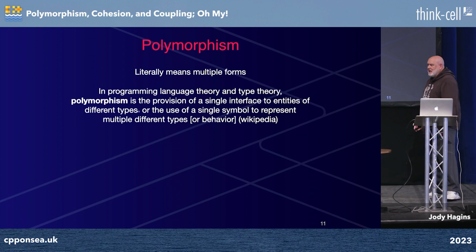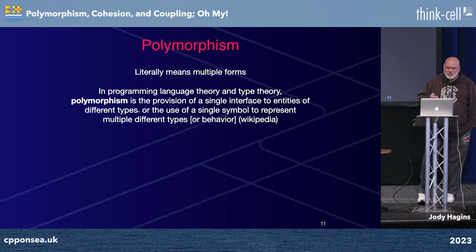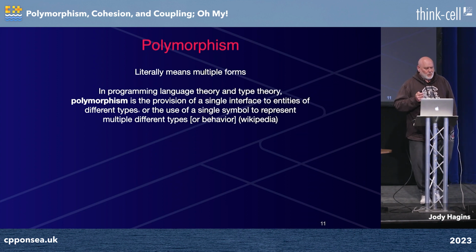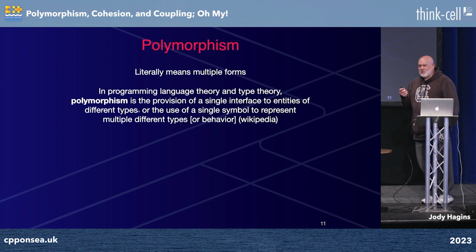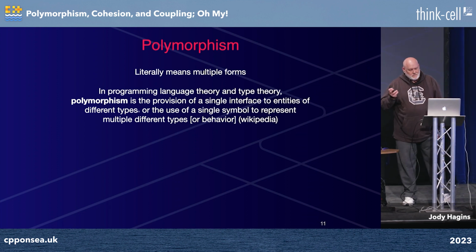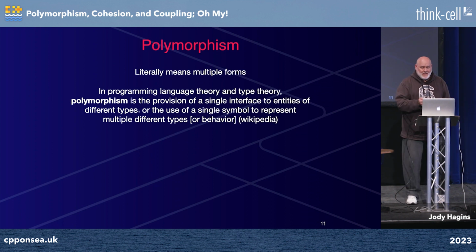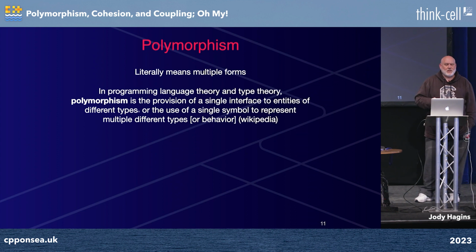In programming language theory and type theory, polymorphism is the provision of a single interface to entities of different types, or the use of a single symbol to represent multiple different types of behavior. This is from our famous Wikipedia, okay? Take it for what it's worth. But it means something to me, because that's pretty much exactly what we're trying to do.